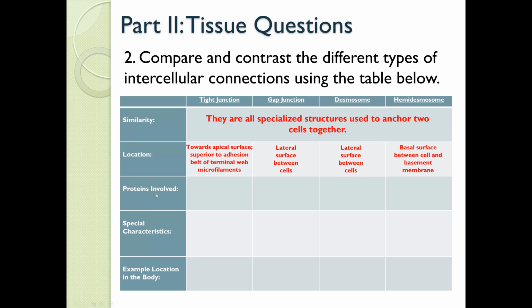If we look at the proteins involved, tight junctions involve interlocking proteins. Gap junctions involve proteins called connexins.